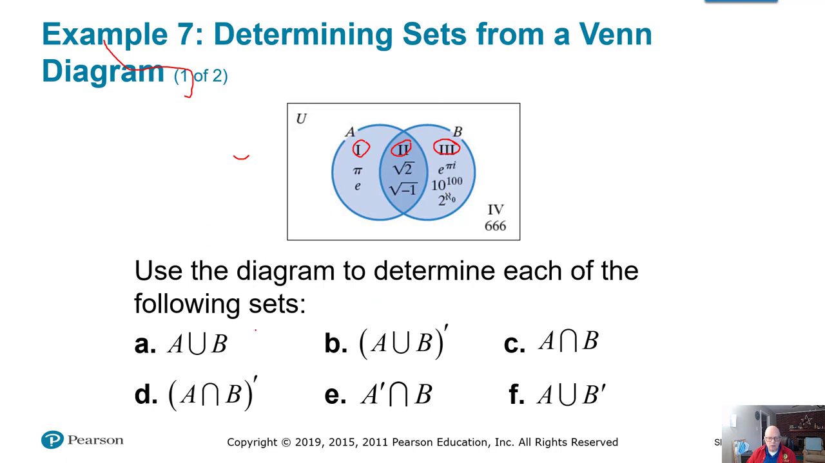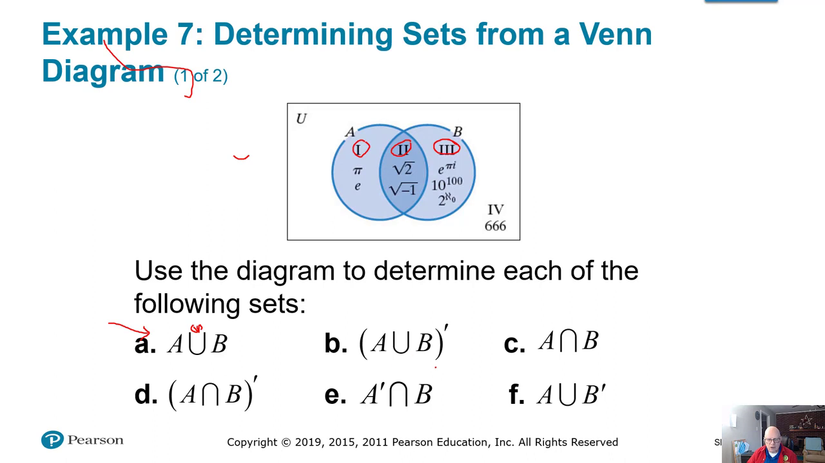Now, what you want to do is determine each of the following sets. So for this first one, take a look, maybe make a list for yourself. What's in A? What's in B? You want the union, which means what's in A or B. In other words, like I said before, for union, you sort of dump the two sets together into one big set. What do you have?